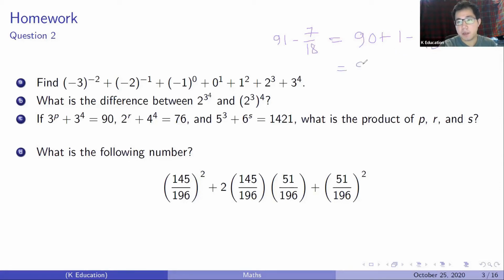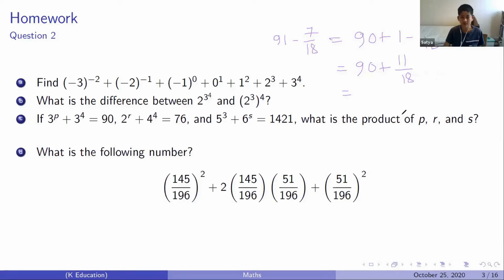So what is the second part? Sorry, this part, the fraction. 11 over 18? Yeah, right. So it's 18 over 18 minus 7 over 18, so it's 11 over 18. How would you express this answer finally? Would you leave it as that, or would you express it as something else? Well, you could write it as 90 and then remove the plus. Right, so this is just a mixed number, 90, 11 over 18. Yeah, okay, that's fine.